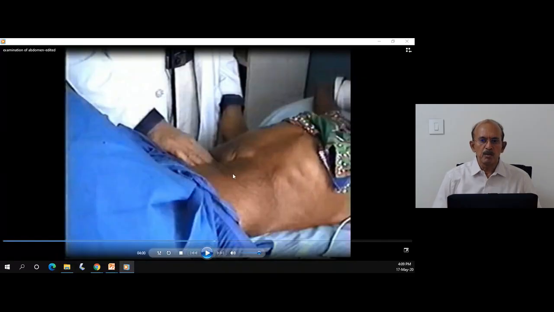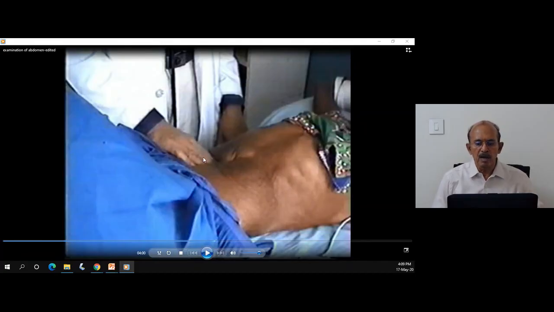When you examine the abdomen, you have to ask the patient to take a deep breath in and out. When the patient is taking a breath in, the abdominal wall bulges outwards. At that time, don't apply any pressure by your hand. Allow your hand to be lifted along with the abdominal wall upwards. Then the patient takes expiration. When the patient is taking expiration, the abdominal wall goes inside. During that time, you take the opportunity to palpate the internal structures.